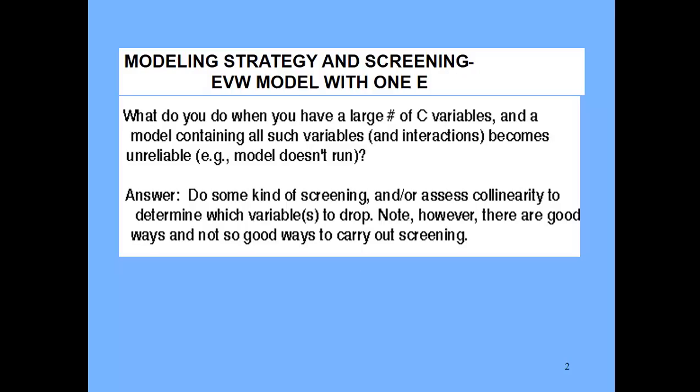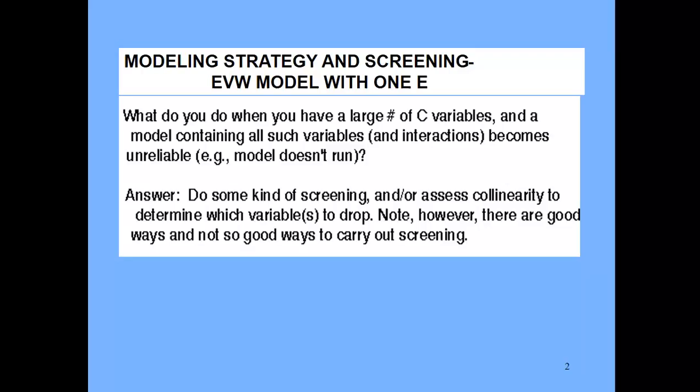How do you determine, with some kind of screening, which variables to drop? You can assess collinearity to determine which variables to drop, but once you do collinearity, you may still have too many variables. We'll see collinearity after this midterm, or just before the midterm, but it won't count in the midterm. As we'll see, you can do collinearity and still have too many variables left.